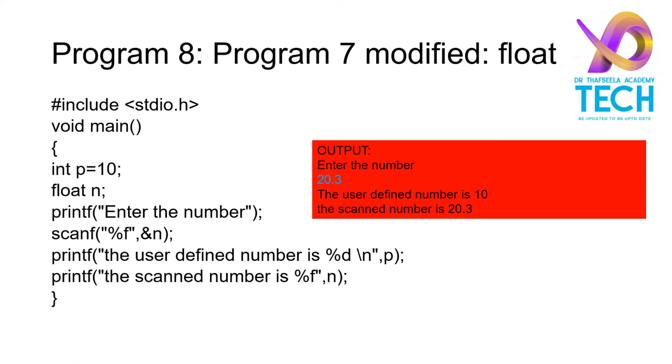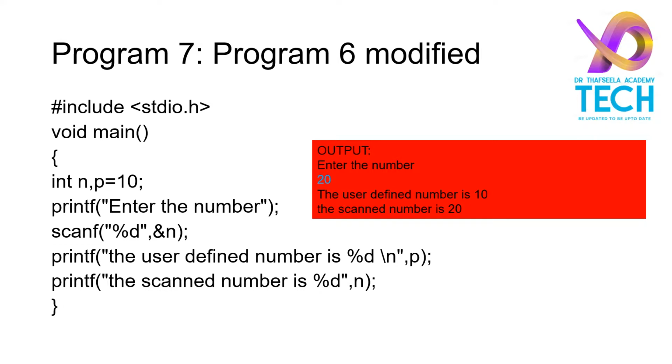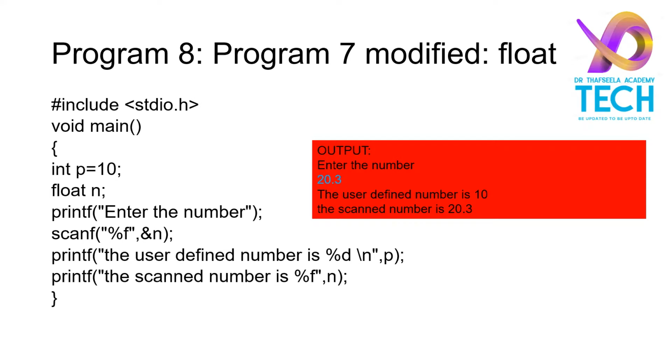Now in this example, program 7, we learned how to enter an integer data type and how to print an integer value. Suppose we want to print something like 20.2, which is a decimal value. In such cases, we have to use the data type float. So we are modifying program 7, where we entered an integer number and displayed it, and instead I'm going to enter a decimal value.